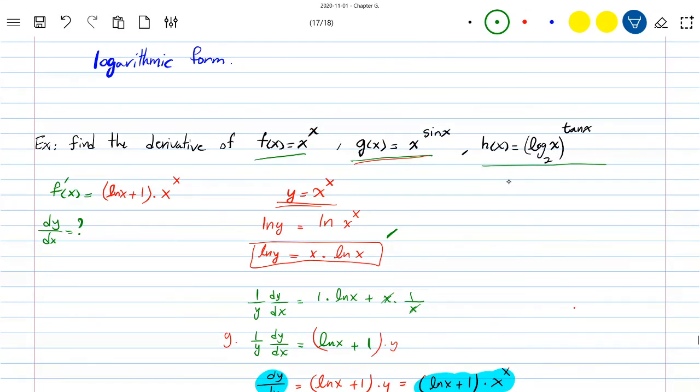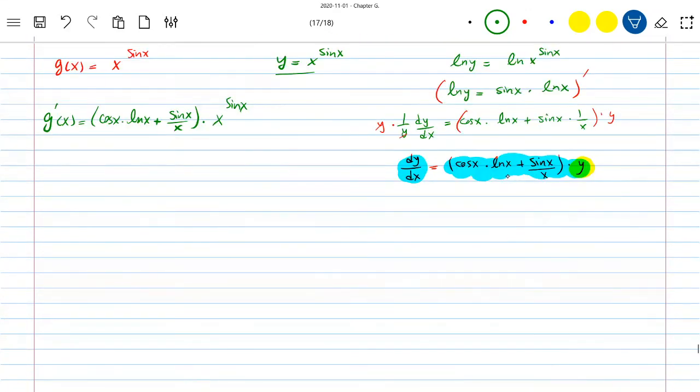We can do the other example now. h of x, which is log x base 2 to the power tangent x. I picked the complicated ones because the easier one, I didn't want you guys to say, okay, he did the easy ones, left us with the complicated ones. So here, log x base 2 to the power tangent x.